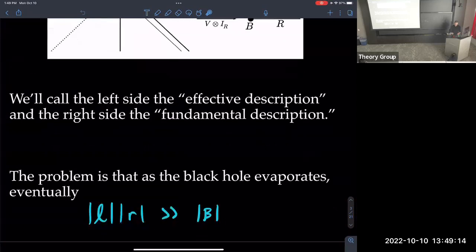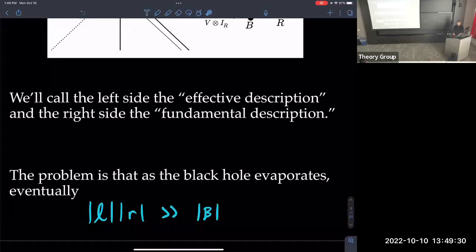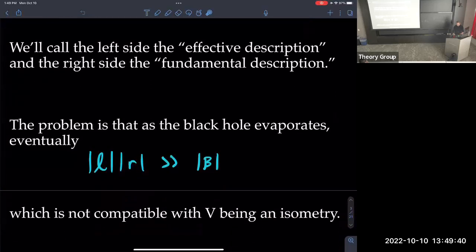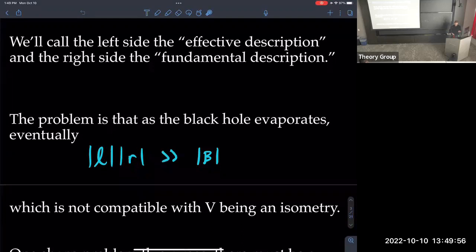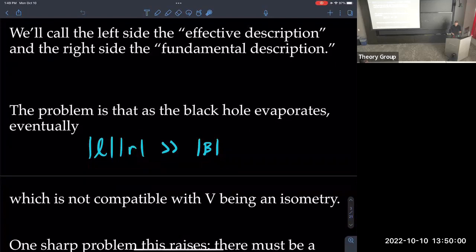So I mentioned there was a problem, a reason you couldn't just incorporate black holes into the usual error correction story. That problem is this: as the black hole evaporates, eventually in this effective description, the size of the interior becomes much bigger than the size of B. It's because the horizon area of the black hole is shrinking. And meanwhile, the interior wormhole or bridge to nowhere is growing. The number of modes apparently entangled with exterior modes is growing. And this is not compatible with V being an isometry.